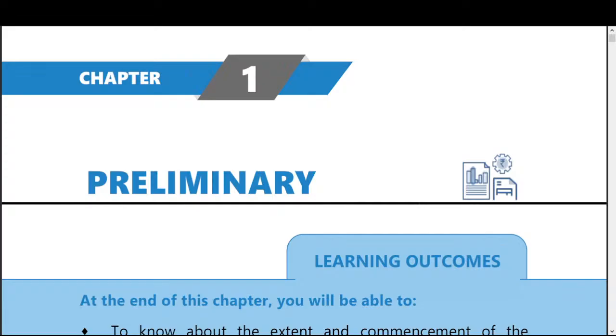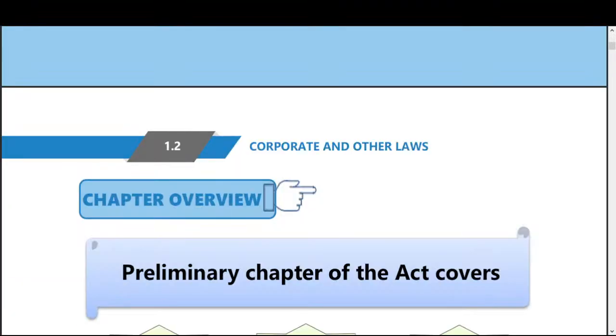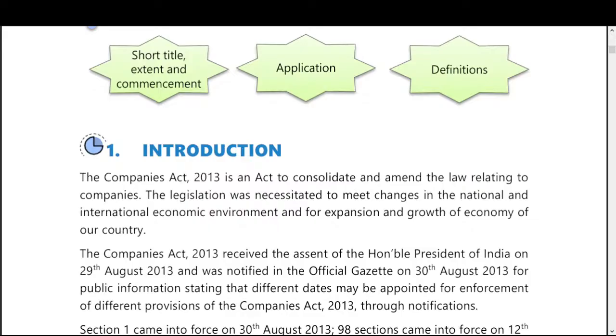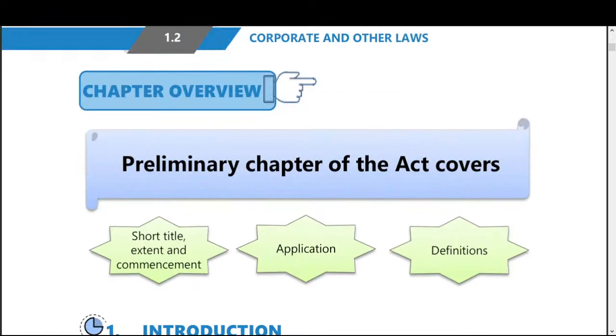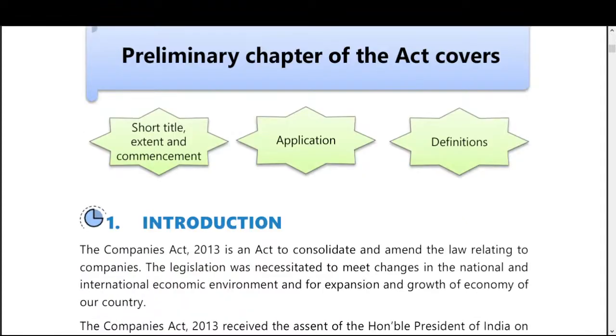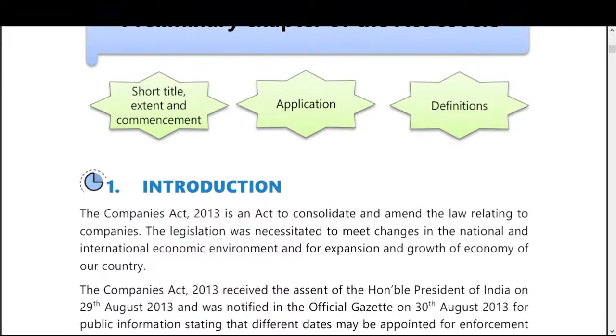Today we are starting with CA Intercorporate Law, Chapter 1 Preliminary. We will cover Section 1, short title, and the important definitions in Section 2. Let's start with the page 1 introduction.